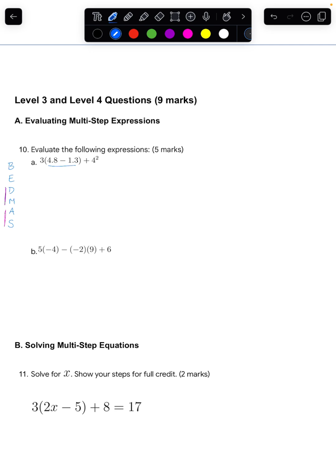I'm going to write this out again. 3, and we have to evaluate the brackets, plus 4 squared. I'm just going to try to take note. Brackets. Well, these are decimals, so I'm just going to do it here. 4.8 minus 1.3. Carry my decimal down. 4 minus 1 is 3. And inside the brackets, we get 3.5.